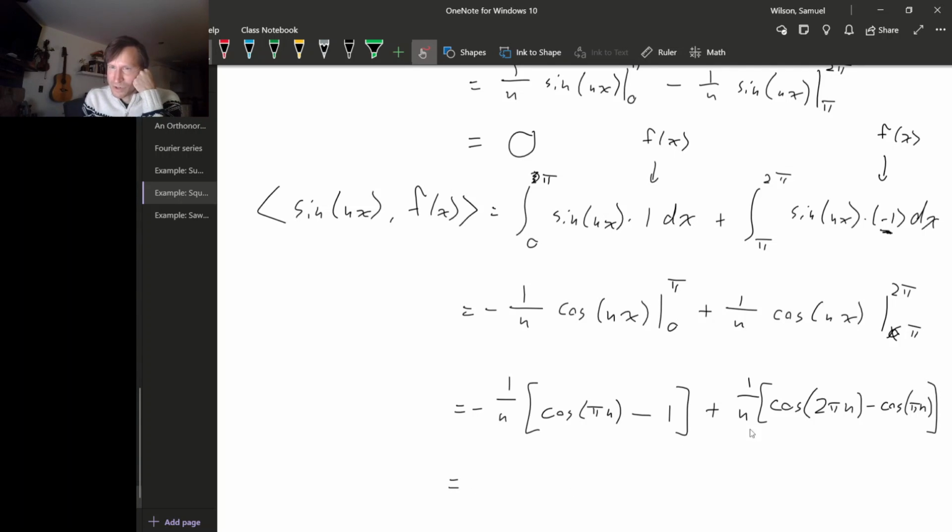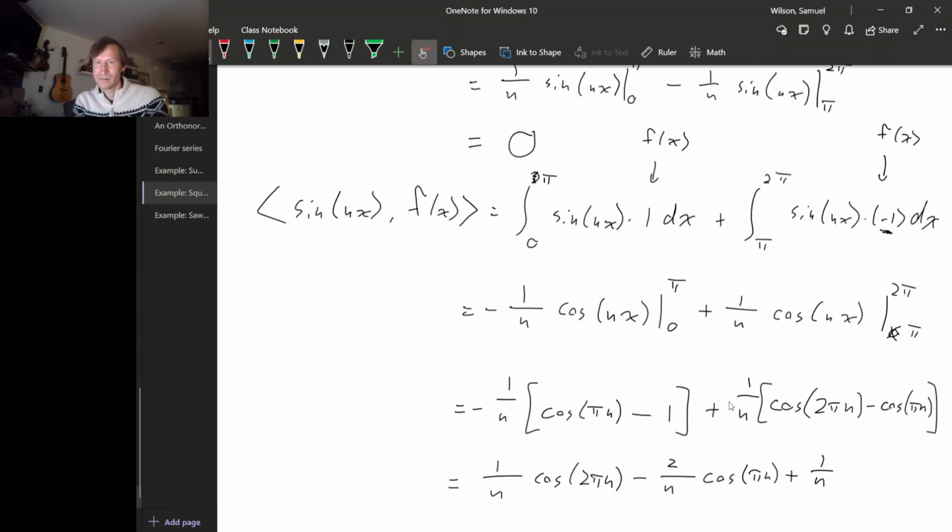So let's see, we have a 1 over n cosine 2 pi n. We have a minus cosine pi n over n, and another minus 1 over n cosine pi n, so that's minus 2 over n cosine pi n. And then we have a plus 1 over n, right? Yes.